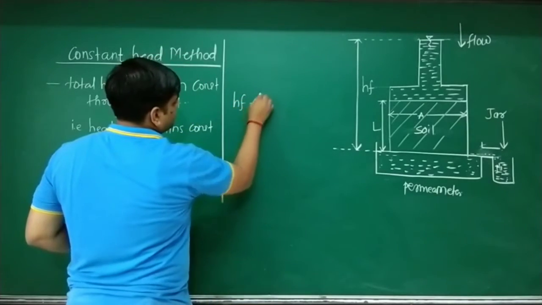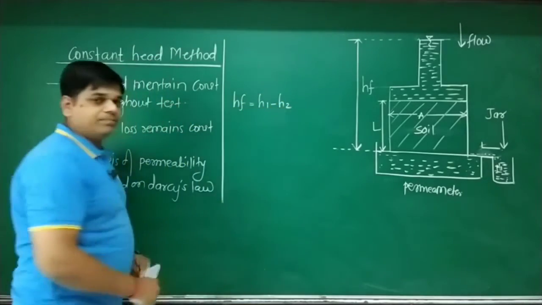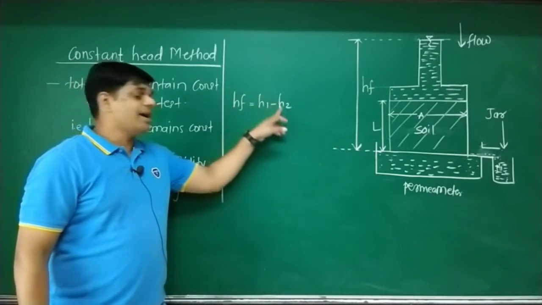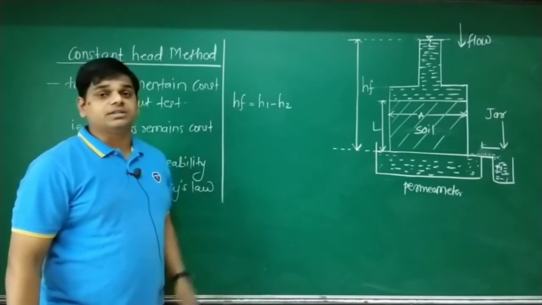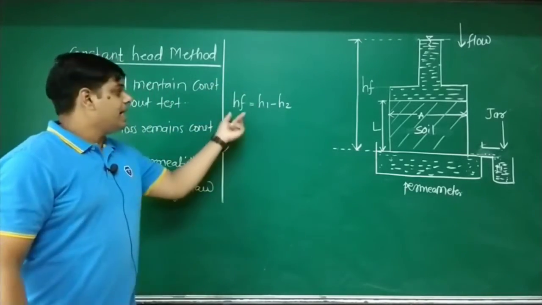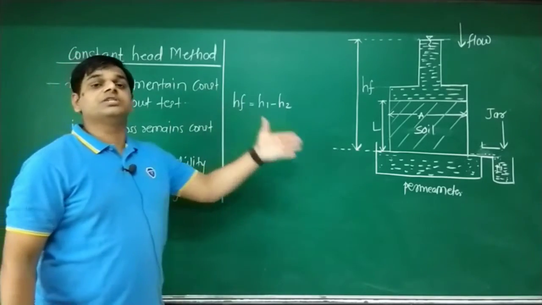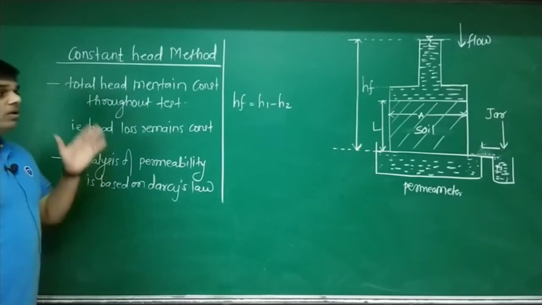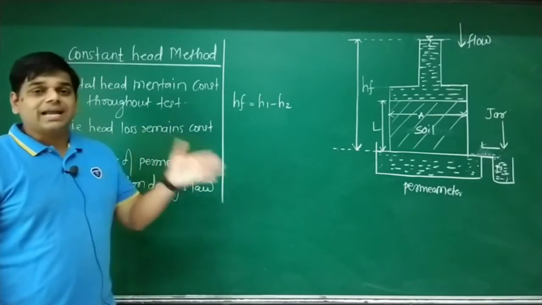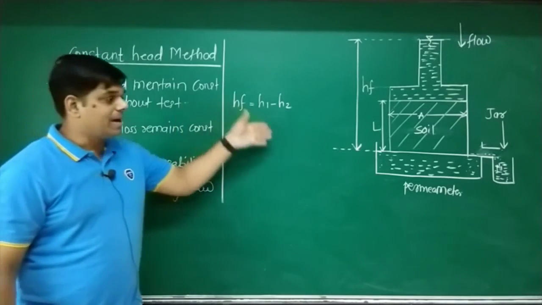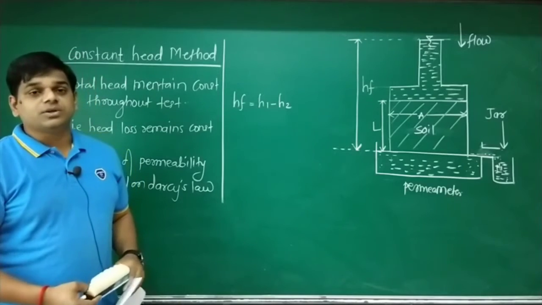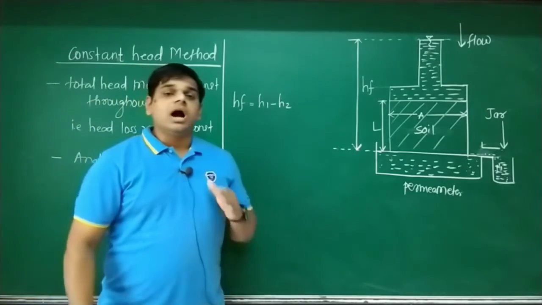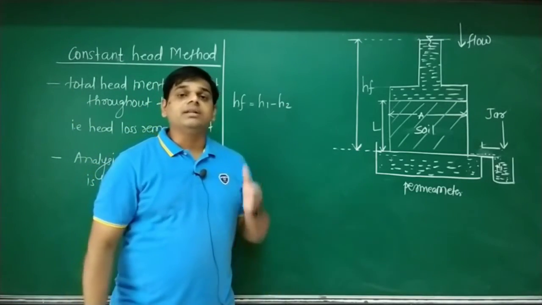What is head loss? Head loss is nothing but initial head minus final head. But initial head and final head throughout the test remain constant. There is no drop of head. That's why head loss remains constant at every stage of the test. Okay. Analysis of permeability is based on Darcy's law. To verify the calculations for getting the answer of permeability, we are going to use Darcy's law. But before starting the application of Darcy's law, let's discuss how this method is conducted in the laboratory.